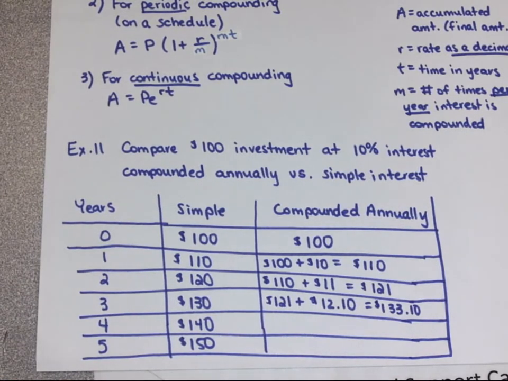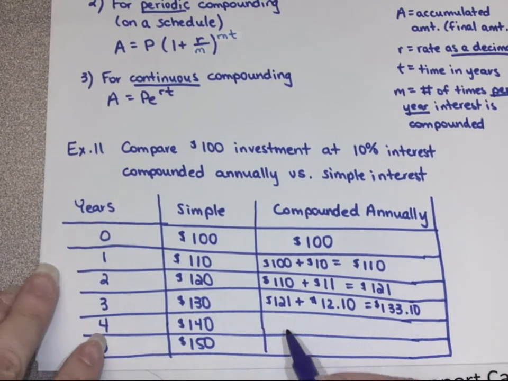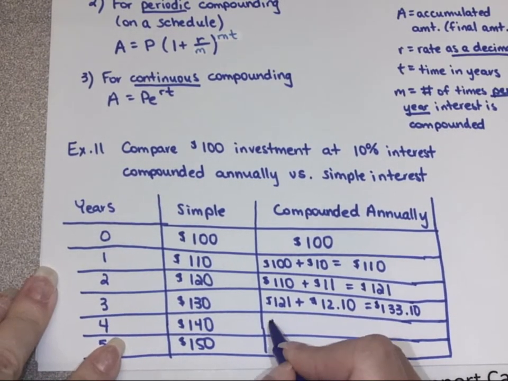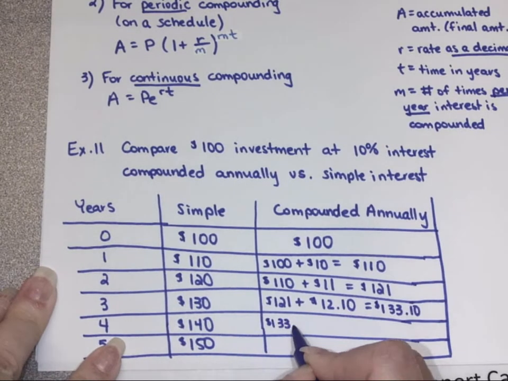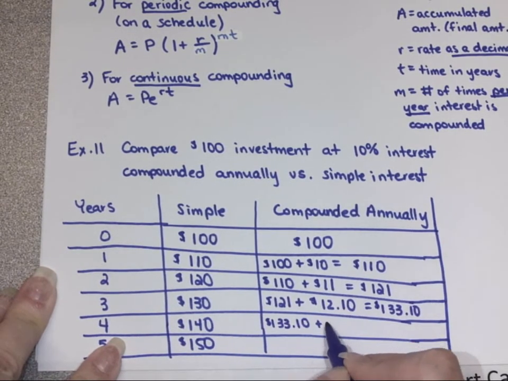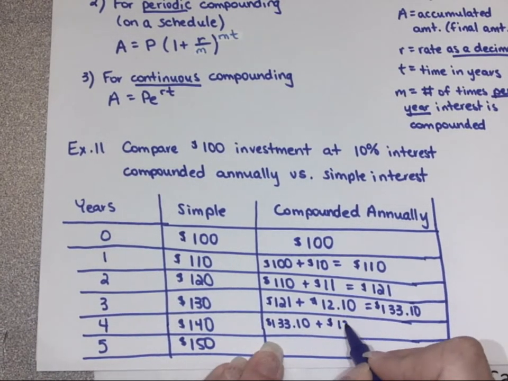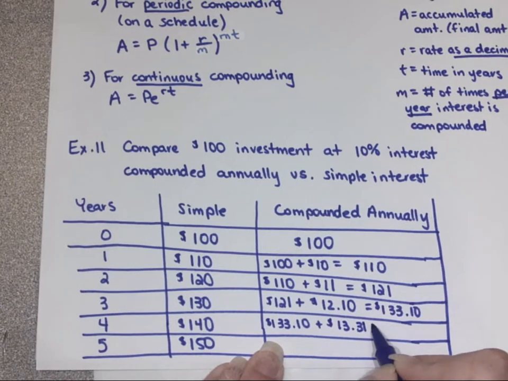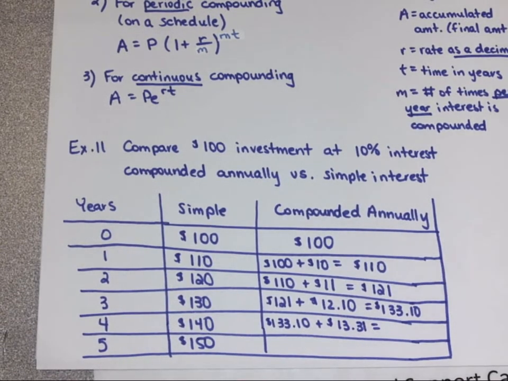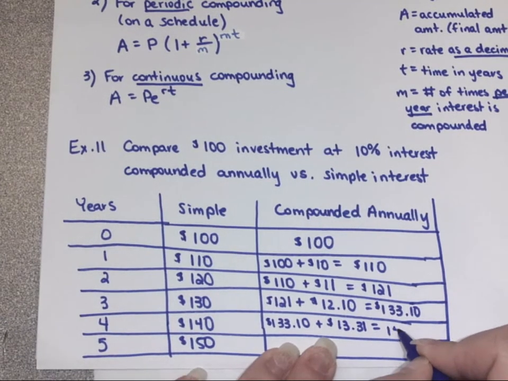Okay, so what happens in the 4th year then? They get to keep the what? They get to keep the $133.10, and they get to add an extra what if you move the decimal place? $13.31. Okay, so we'll do that on the calculator to make sure I don't mess that up. So $133.10 plus $13.31 is $146.41.